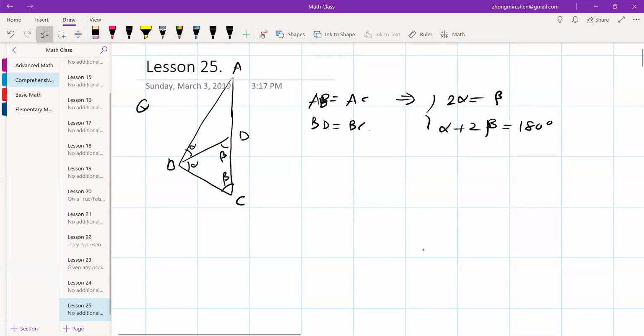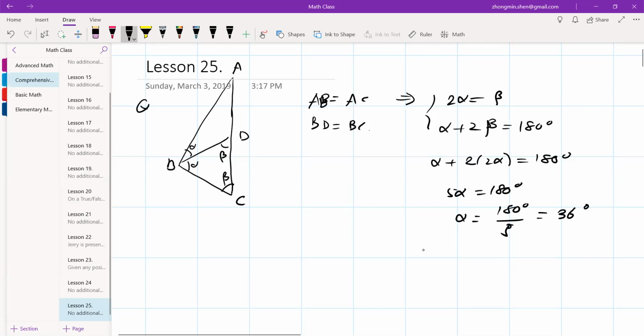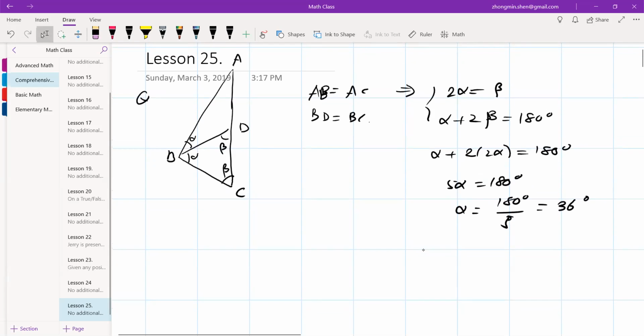So here, let's do that. Beta is going to be 2 alpha, so 5 alpha equals 180 degrees. Alpha is going to be 180 degrees divided by 5. I think it's 36 degrees. Okay, so alpha is 36 degrees. Then beta is going to be 2 times 36 degrees. It's going to be 72 degrees.